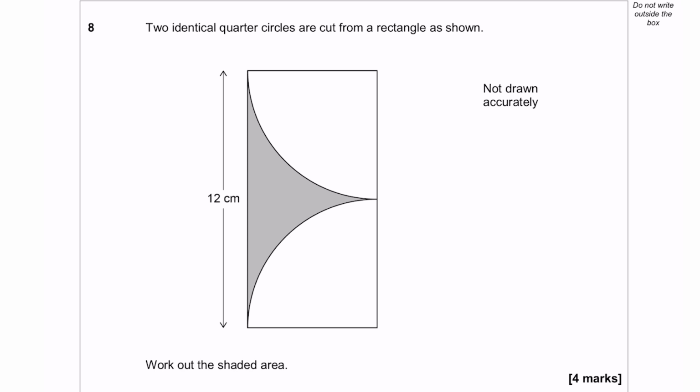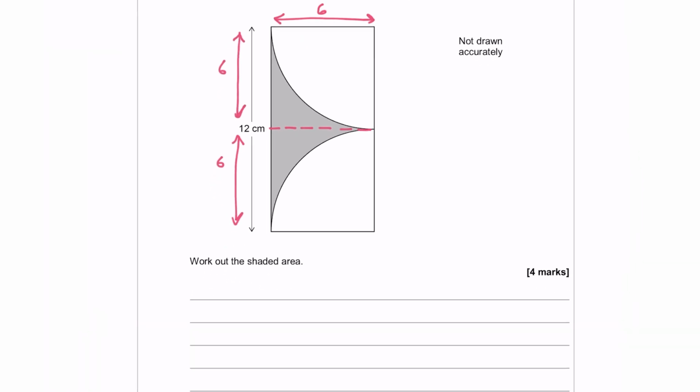Right, we've got two identical quarter circles and they're cut from a rectangle as shown. We want to work out the shaded area. So, what are we told? Well, we're told they're quarter circles, so we can see that this bit must be half, and this is half. So this much is 6, and this is 6, which will be the radius, which means that this must also be 6. So with that information, we can work out the area of the rectangle.